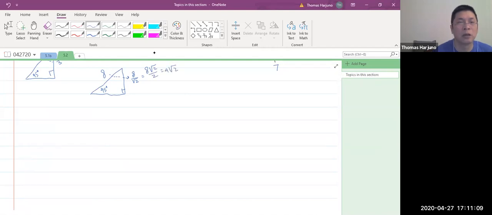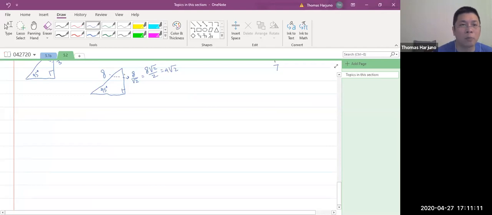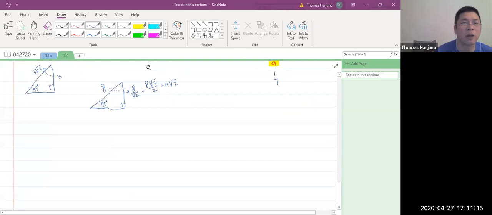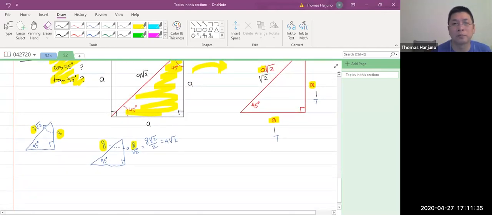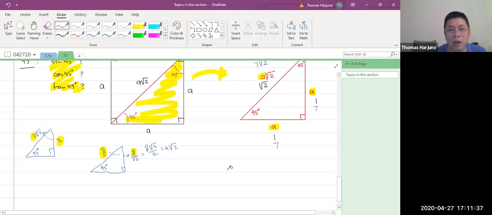Notice that if I come from the leg going to the hypotenuse, I multiply by radical 2. If I come from the hypotenuse going to the leg, I divide by radical 2. Okay, now let's focus on the sine, cosine, tangent. Going back to that picture here, what is sine 45 degrees?